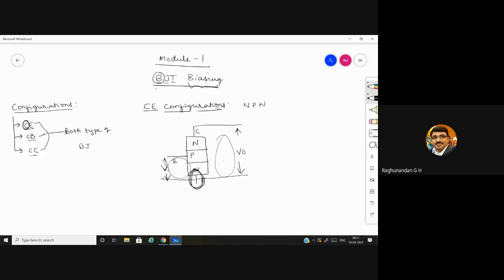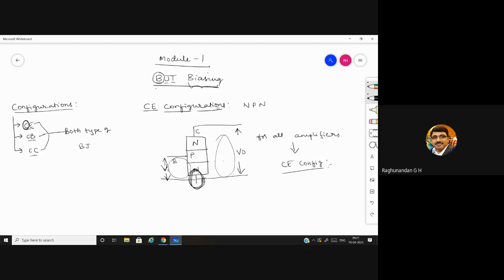And remember, for all amplifiers, we'll be using CE configuration only. Whenever we tell about amplifier, it will be in CE mode only, common emitter configuration only, because this gives a very high current gain. That's why we are going to use common emitter configuration.